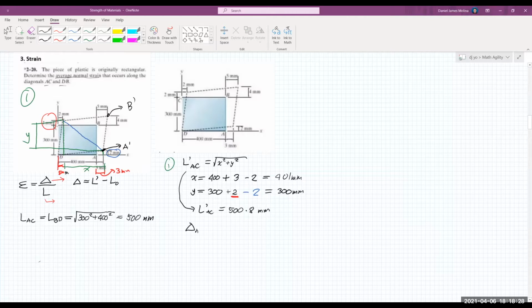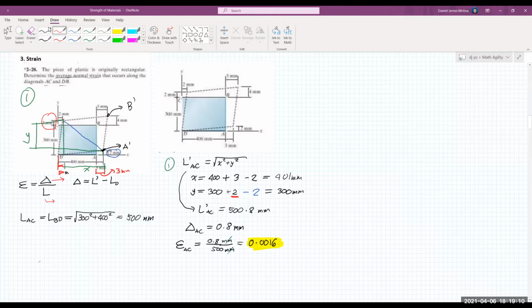So the deformation of diagonal AC is 500.8 minus 500, that's 0.8 millimeters. So the normal strain of diagonal AC is equal to 0.8 millimeters divided by 500 millimeters, and of course the units will cancel, so it will be unitless. So the average normal strain is equal to 0.0016. So that is the normal strain for the diagonal AC.